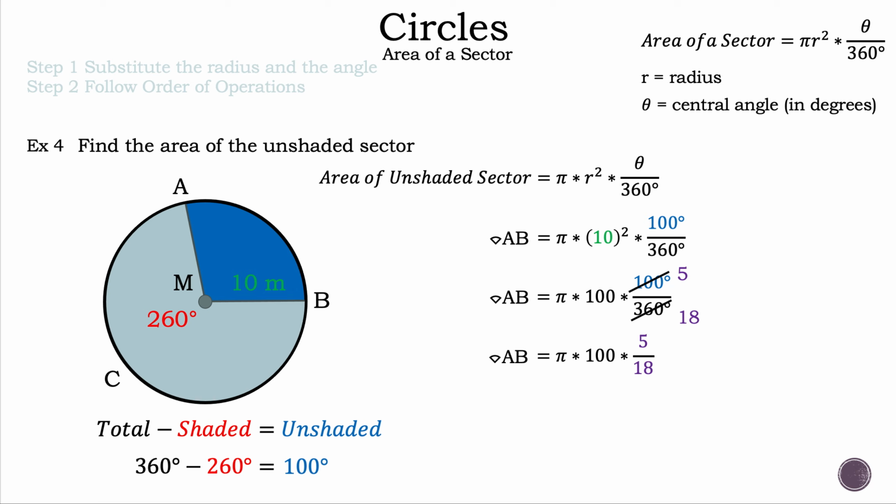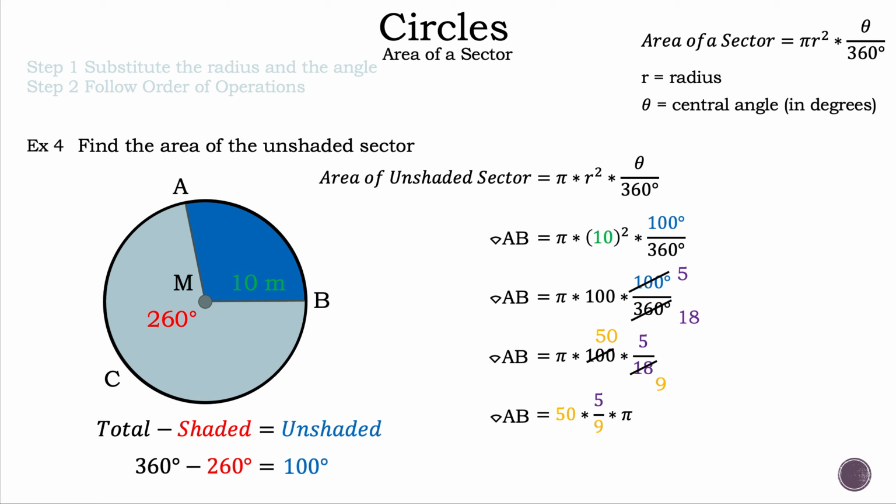Now let's write down what we have so far. We have sector AB is equal to pi times 100 times 5 over 18. We could multiply the two numbers together already, but we can simplify 100 and 18 and divide each number by 2. So 100 divided by 2 is 50, and 18 divided by 2 is 9. Now let's write down what we have so far. We have sector AB is equal to 50 times 5 over 9 times pi.